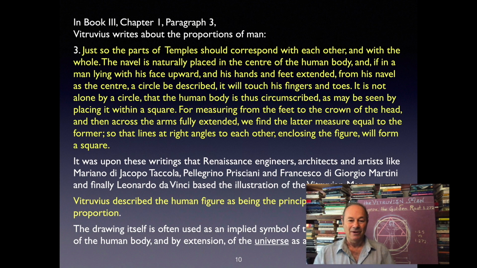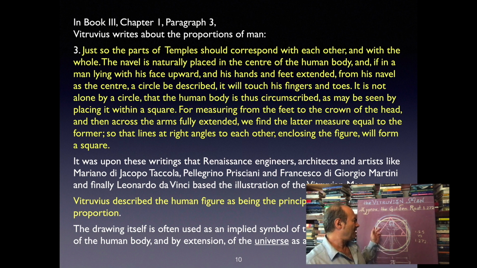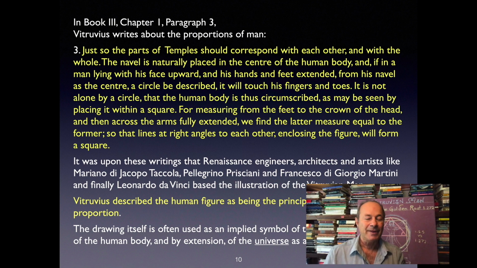And I just want to read something from his main book, in book 3, chapter 1, paragraph 2. I just want to explain how we fit inside the square, because this is what the Vitruvian Man is all about, how when we put our arms out, it's the same as our height. So I'll just read what he wrote. Just so the parts of temples should correspond with each other and with the whole, the navel is naturally placed in the center of the human body.